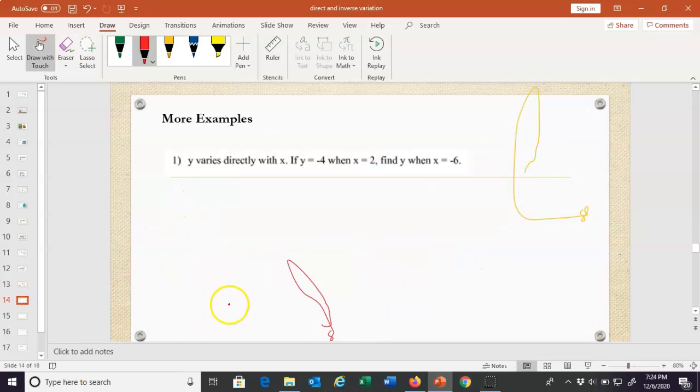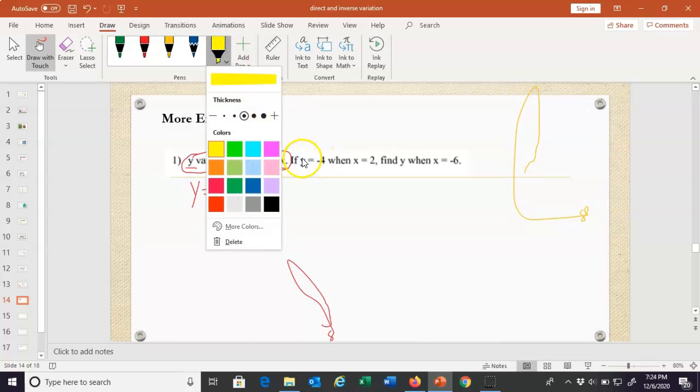So here's some more examples. This time, there's no table. See? No table. So this time, they want you to actually find the equation, just giving some information. It tells you y varies directly with x. So when you see this sentence, you should automatically think y equals k times x. That's the direct variation general equation. Y varies directly, that's going to be the multiplication, with x. So that's the first thing we want to write.